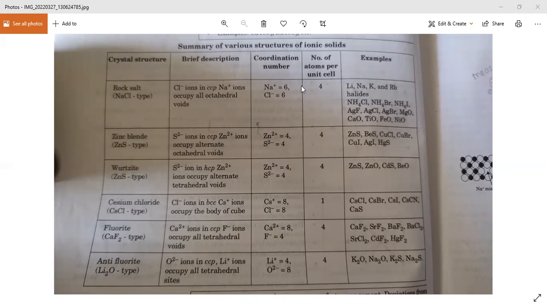So next one is the zinc blende type of structure. When you take the zinc blende type structure, that is the ZnS type structure. S minus 2 ions occupy the CCP lattice, and Zn plus 2 ions occupy alternate octahedral voids. So in the case of zinc blende structure, anion will occupy the CCP lattice, and the cations will occupy the alternate octahedral voids.